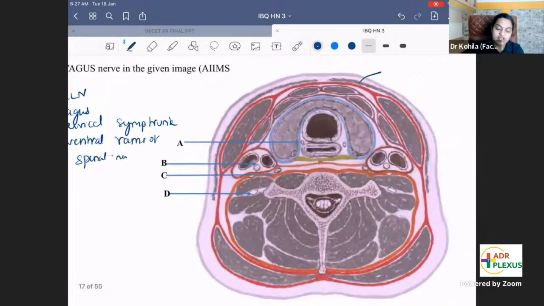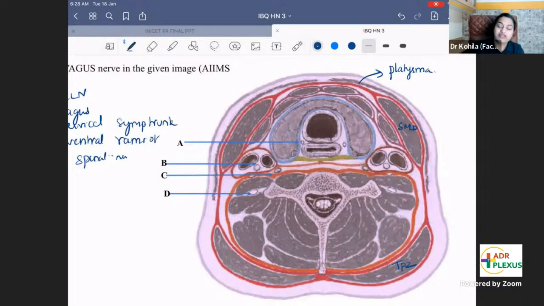Can you tell me what is this muscle here? Immediately beneath the skin in the subcutaneous plane? Platysma, right? This one, sternocleidomastoid, trapezius, which are enclosed within the investing layer of deep cervical fascia. The red color one that you see here is the investing layer of deep cervical fascia.